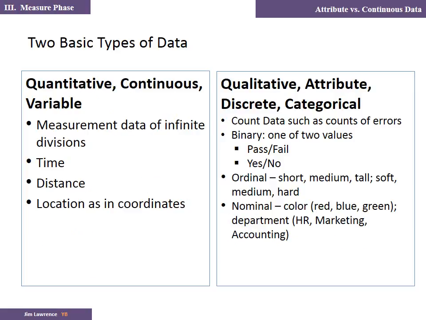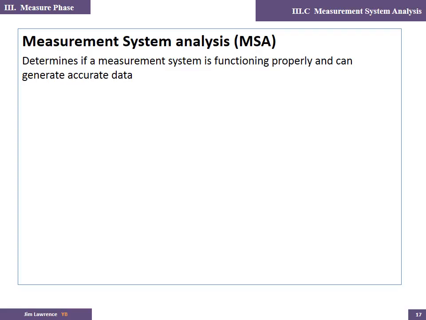Here's another look at the names of the different basic types of data. Quantitative, continuous, variable, like time, distance, location. Qualitative, or attribute, discrete, categorical. Pass, fail, yes, no. Short, medium, tall, which is ordinal attribute data. Nominal, which is no ranking at all, such as color: red, blue, green. That's forms of discrete data.